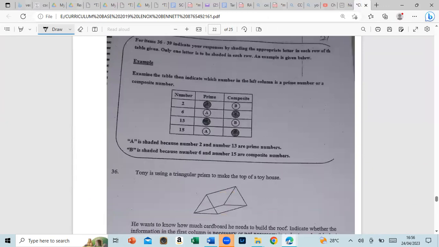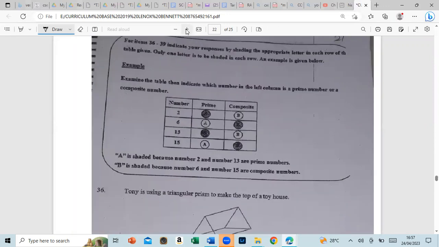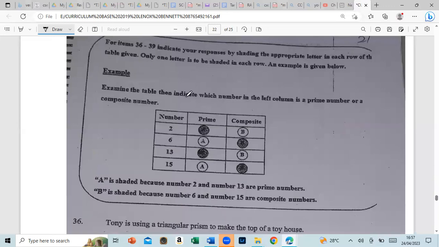So, question 36. For 36 to 39, indicate your responses by shading the appropriate letter in each row of the table given. Only one letter is to be shaded in each row. An example is given below. So let us zoom in on the example. A is shaded at the top.